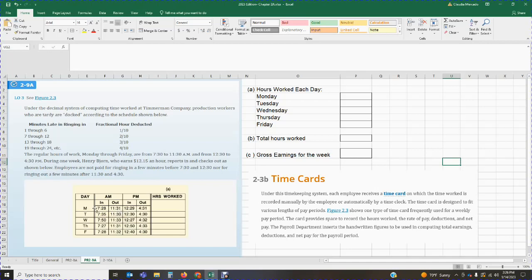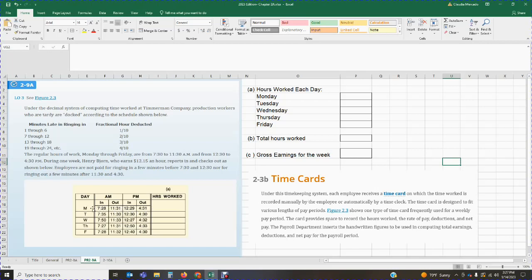So if we see, he clocked in 2 minutes early and he clocked out 1 minute late. Now it says here, employees are not paid for ringing in a few minutes early or for ringing out a few minutes after the 11:30 and 4:30. Because he clocked in early and clocked out a minute late, he's not going to get penalized. Then he clocked in at 12:29, 1 minute early to make up that 1 minute. And he clocked out at 4:31.